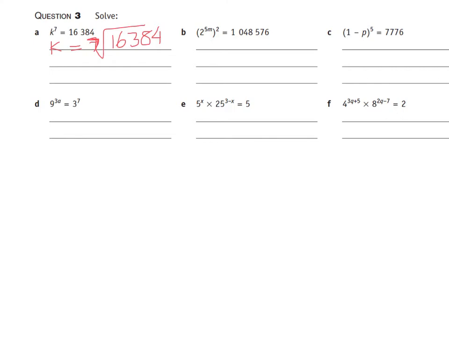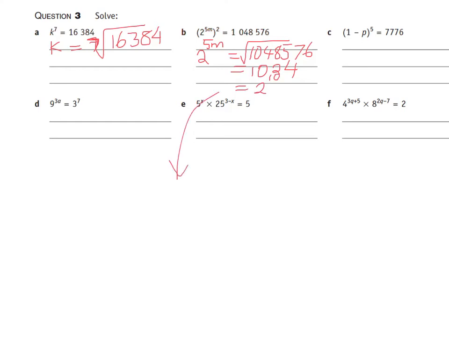In B, first you do the square root of both sides. So you get 2 to the power of 5m equals the square root of 1,048,576, which is 1,024. And then remember, with solving exponential equations, you want to have the same base on both sides. So 2 to the power of what equals 1,024? Well, I think it might be, from trial and error, 2 to the power of 10. So we've got 2 to the power of 5m equals 2 to the power of 10.